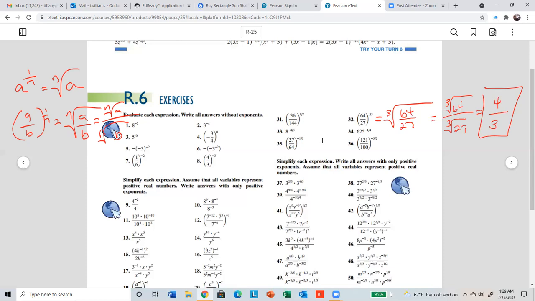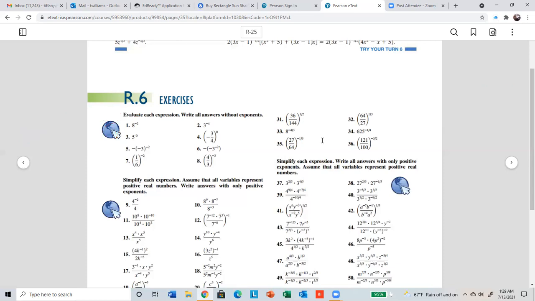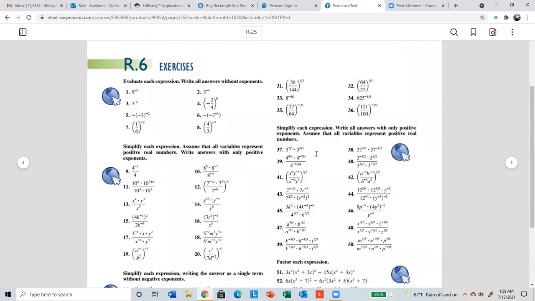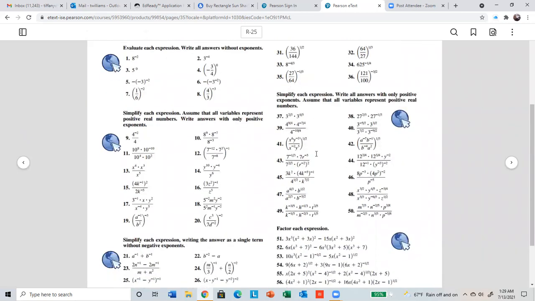Let's look at number 40. Simplify each expression, write all answers with only positive exponents, assume all variables represent positive real numbers. Cool, makes it easy. Easier on me anyways. Okay, 40, we've got 3 to the negative 5 halves times 3 to the 3 halves over 3 to the 7 halves times 3 to the negative 9 halves.